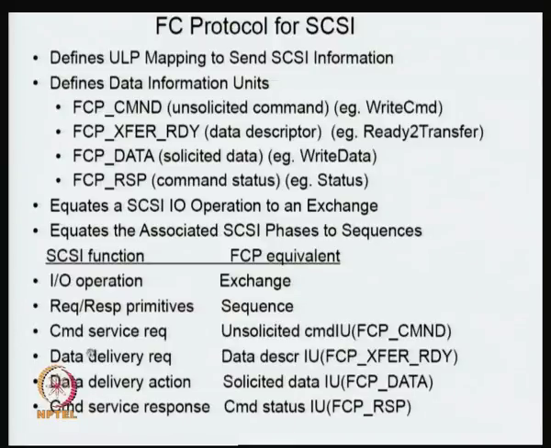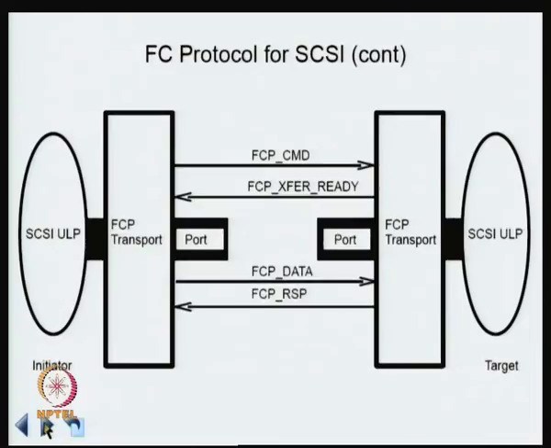the data delivery is mapped to this, sorry, I made a mistake, the data delivery, basically the target being ready to accept the data being sent is this transfer ready protocol unit, and the FCP data is what corresponds to the write data of the SCSI command, and the FCP response is the corresponding response for the SCSI. So this is an example of a mapping for SCSI commands onto FCP protocol units.